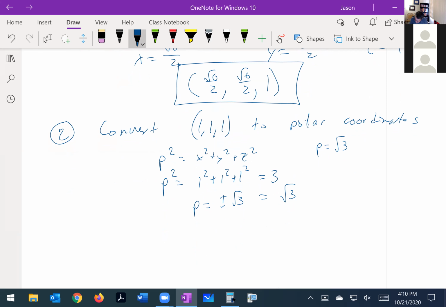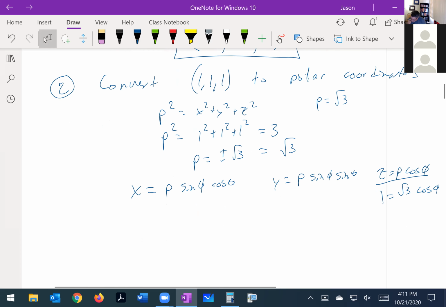Now I know that x is equal to rho times the sine of phi times the cosine of theta, and y is equal to rho times the sine of phi sine of theta, and I know that z is equal to rho times cosine of phi, right? Z is equal to rho times cosine of phi. Okay, so how can I solve for phi? Well, right here. I know what z is. Z is 1. I know what rho is. Rho is radical 3. So I could easily figure out what phi is.